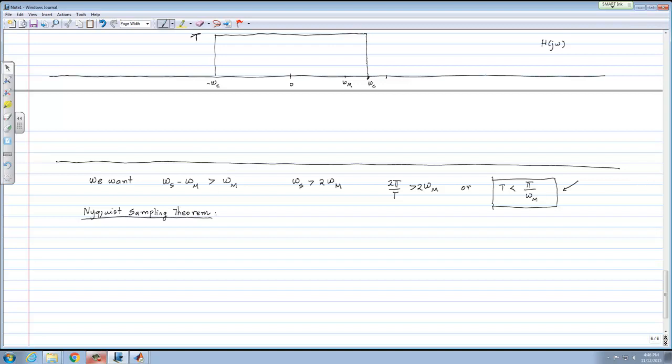So the precise statement of the Nyquist sampling theorem tells you that if x of t is band limited to between negative omega m and positive omega m, it suffices for you to take samples T seconds apart such that T is smaller than pi over omega m, or equivalently omega s, which is 2 pi over T, is greater than 2 omega m, to be able to recover x of t uniquely from its samples.